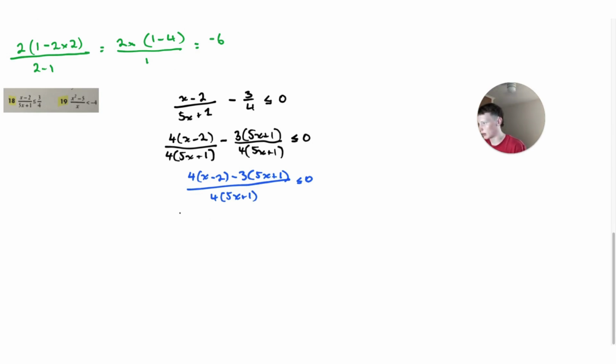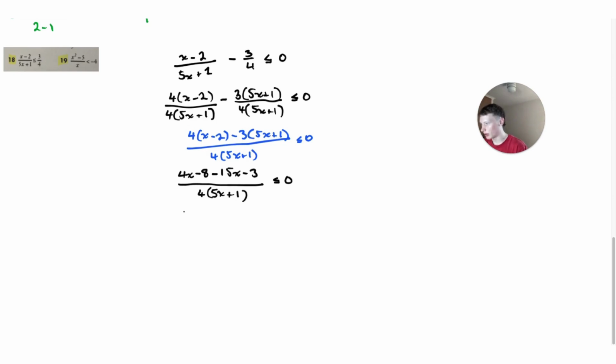We can say that's 4x minus 8 minus 15x minus 3, and that's still over 4 times (5x plus 1), still less than or equal to 0. Okay. Now we've got some terms that we can work with. That's going to be negative 9, no, negative 11, sorry. Negative 11x minus 11, conveniently enough. And then on the bottom, we're going to keep that.